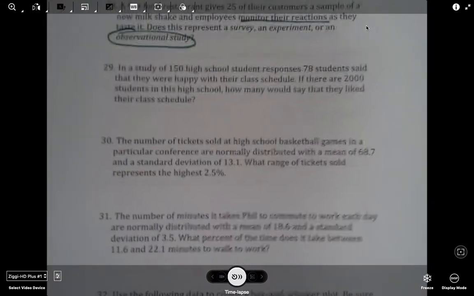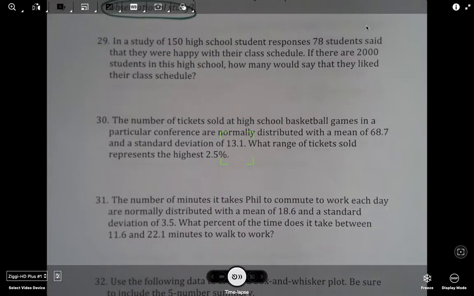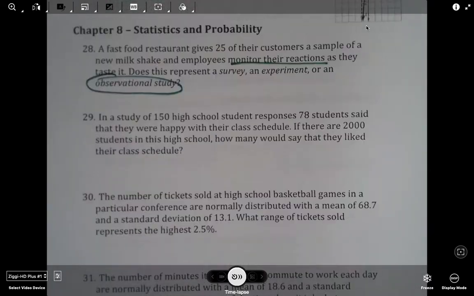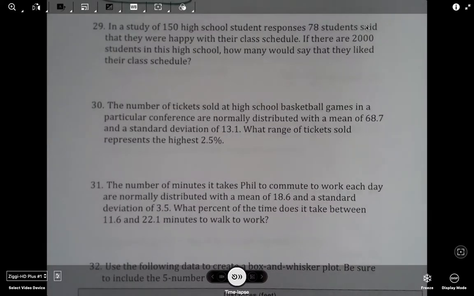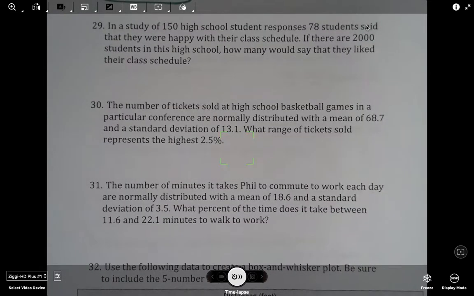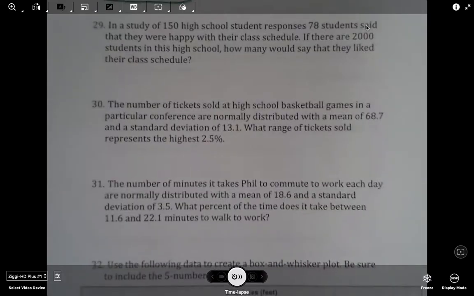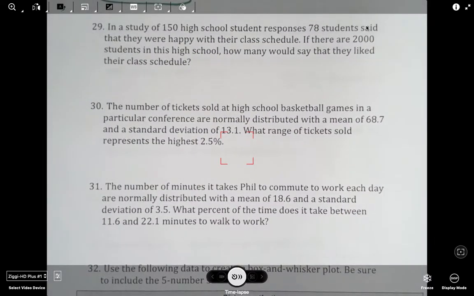29. In a study of 150 high school students. So we only surveyed 150. My explanation is my underline of monitor reactions. Okay? I'm totally cheating. So 150 students is how many I'm surveying. 78 of them said that they were happy with their class schedule. But there's not 150 students, there's actually 2,000 students. So if I were to survey everybody, how many would that be? How do I figure this out?